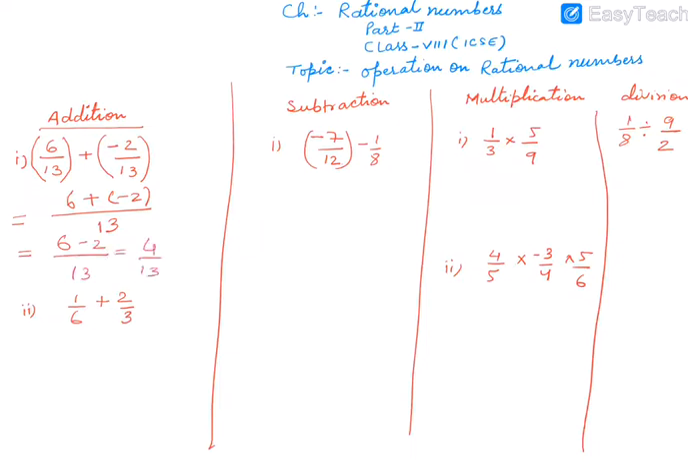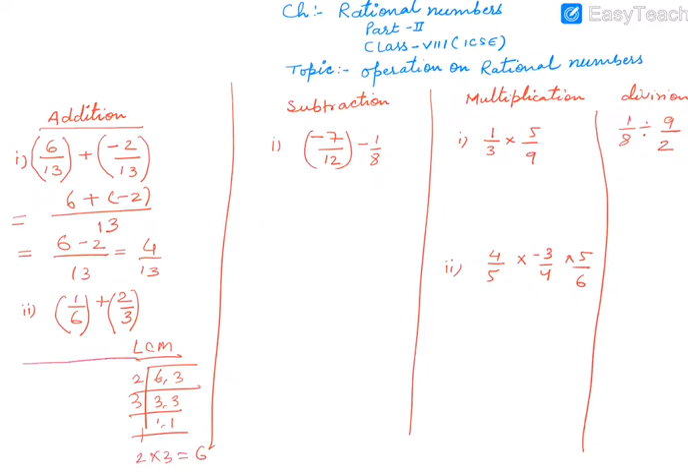This is your solution. In the second example, both rational numbers are positive, but they do not have the same denominators. Then how can we solve it? Then we will take the LCM of the denominators. The first denominator is 6 and the second denominator is 3. 2 threes are 6, then 3, 3, then 1, 1. So what is our LCM? 2 into 3, 6 is our LCM.